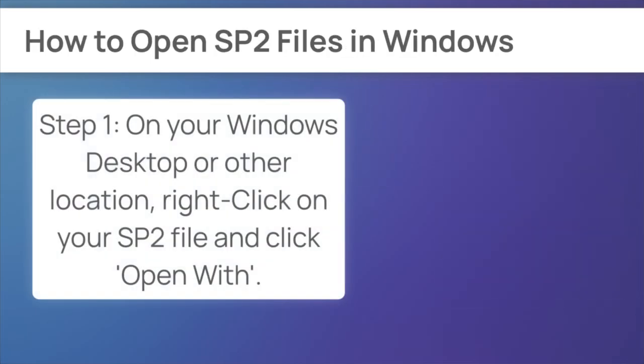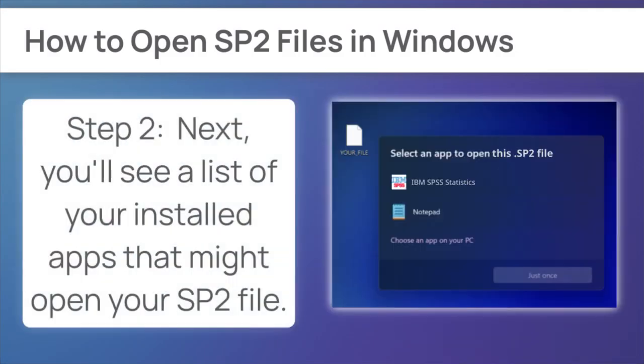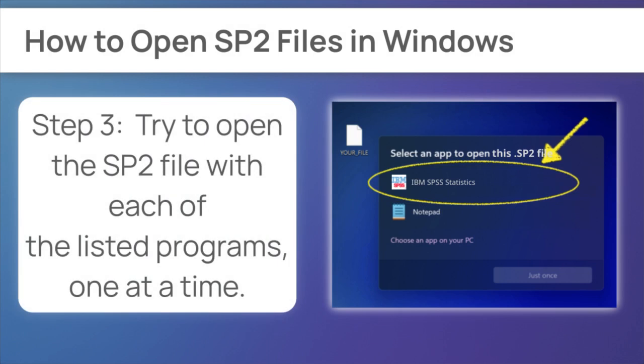The first action is to test the system's defined programs. Right-click the SP2 file and click Open With. Test IBM SPSS Statistics if present. If it is unavailable, select another program. We need to find the specific library that works.